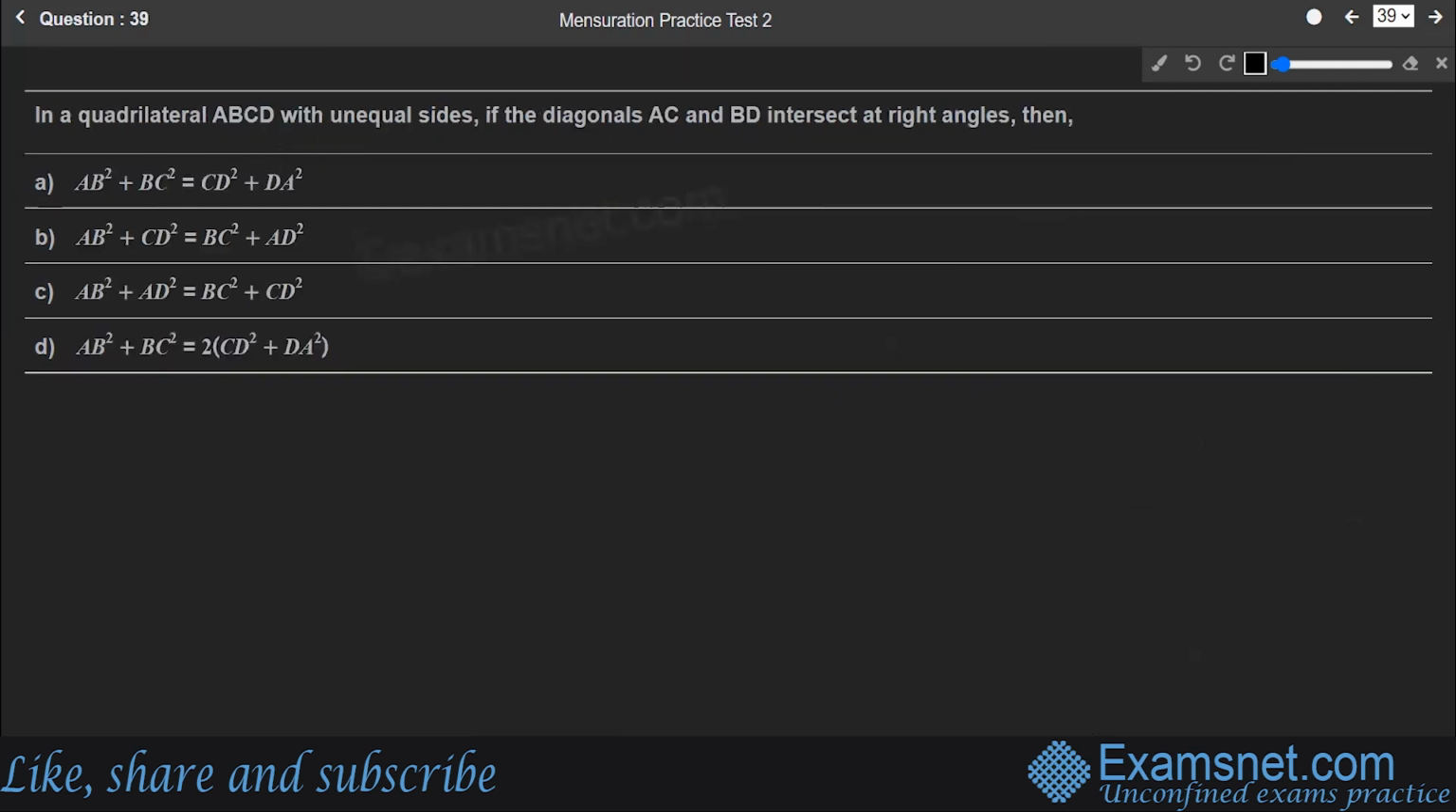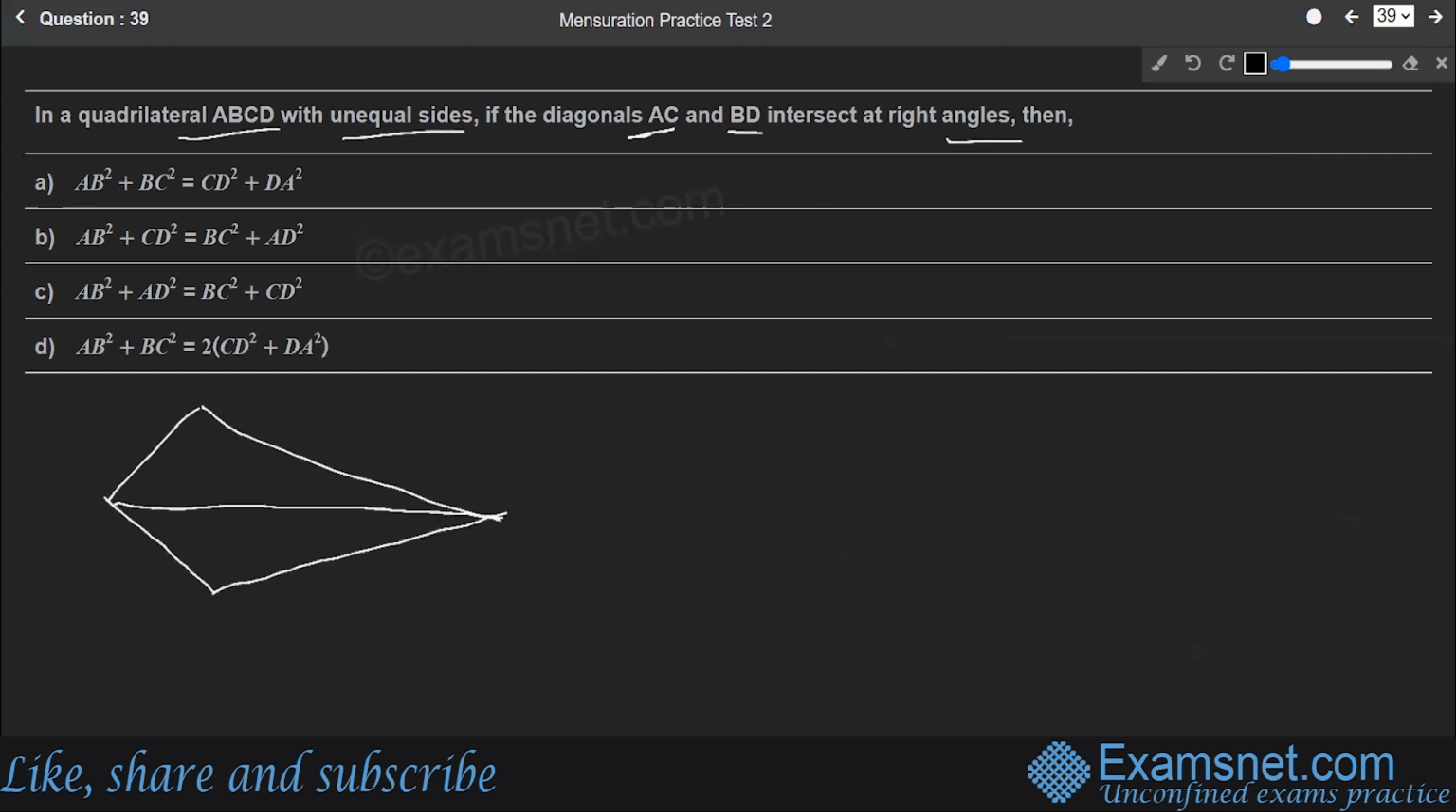Now, in a quadrilateral ABCD with unequal sides, if the diagonals AC and BD intersect at right angles, then we have to find out which of them is true. So let us make the diagram first. The diagram looks like this. He said these things are right angles. The vertices are A, B, C, and D, and the center is O.